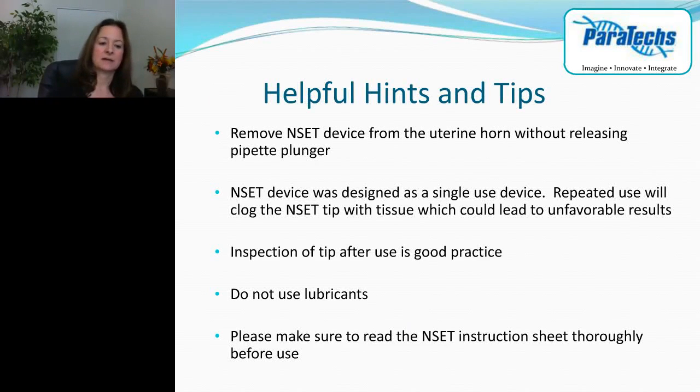I'd like to take a moment to mention a few of the most important tips that we have. First of all, removing the NSET device from the uterine horn without releasing the pipette plunger is highly recommended. The NSET device itself was designed as a single-use device, and so repeated use will clog the NSET tip with tissue, which could lead to unfavorable results.